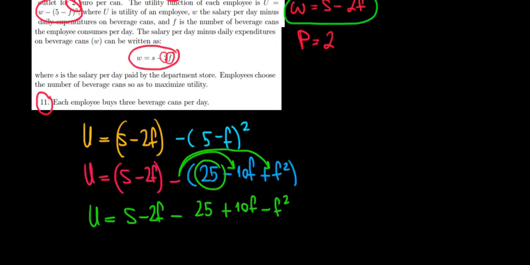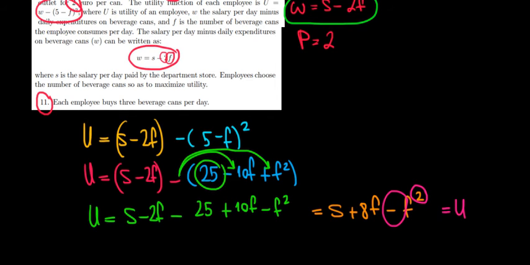We can see that we can work with the F terms. So we have minus 2F plus 10F. It's plus 8F. So the utility is equal to S plus 8F minus F squared. What do we notice? We notice that the utility is a quadratic function depending on the coffee, because we have here the quadratic term with a negative coefficient.